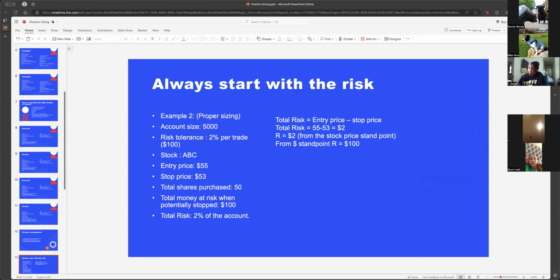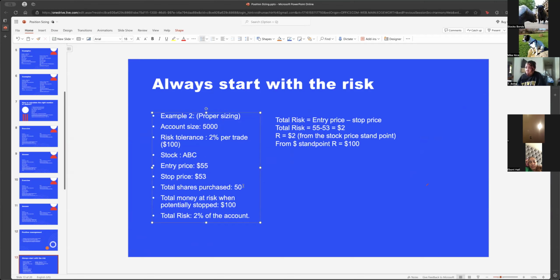All right. So we're going to start with the risk. Always, always, always with the risk. So we went over this example before with an account size of 5,000. Risk tolerance is no more than 2%, which is $100. Your entry price is 55, hypothetical entry price is 55, and hypothetical stop price is 53.